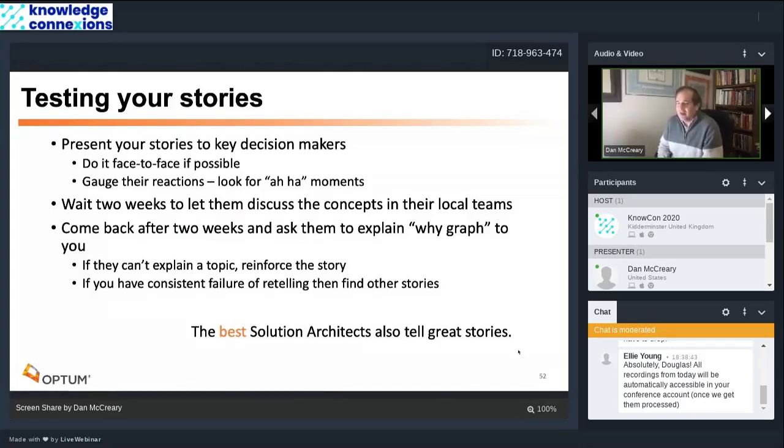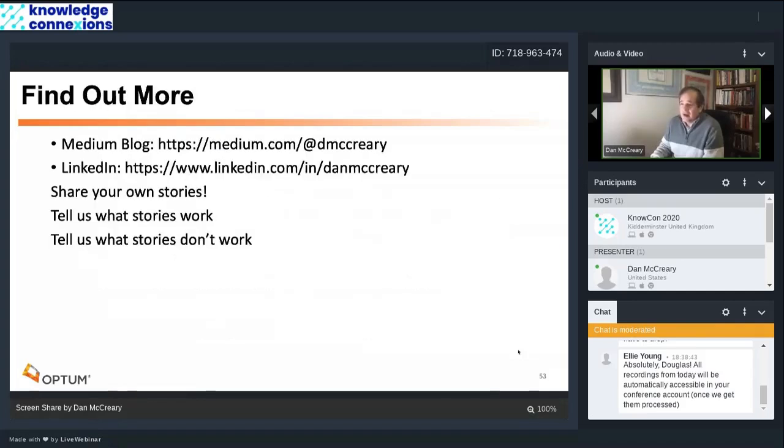What was this thing about graph? How is it different from relational? What was that neighborhood walk story? Could you remember that story? If they can't remember it 2 weeks later, you need to go back and work on your stories. Storytelling is testable, and we encourage you to continue to test that until you have stories in the context of your groups that do that.